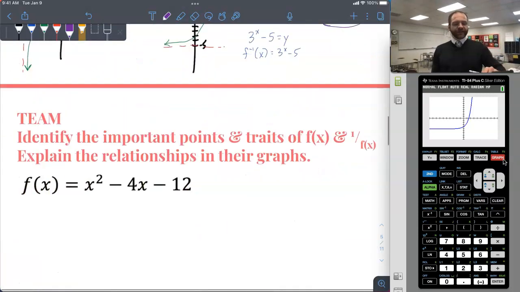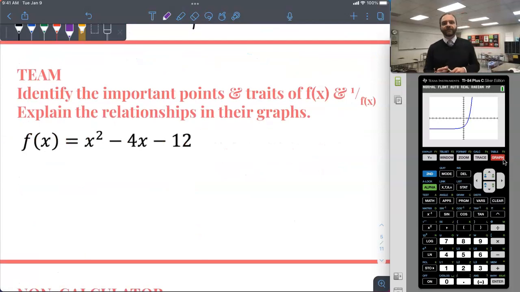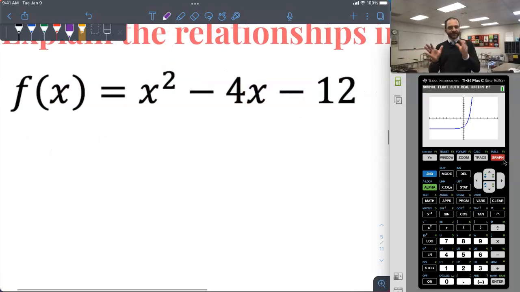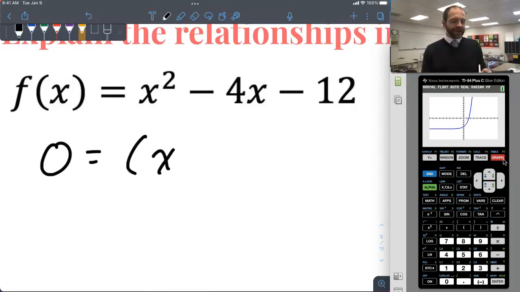All right, so next up, identify the important parts for f of x, and this is 1 over f of x, so this one kind of deals with the idea of reciprocal. A function and its reciprocal. So here's my original function now. I was very vague in this set of directions. Identify all the important parts. Well, I'm going to set this equal to 0 and factor. I get x minus 6, x plus 2.